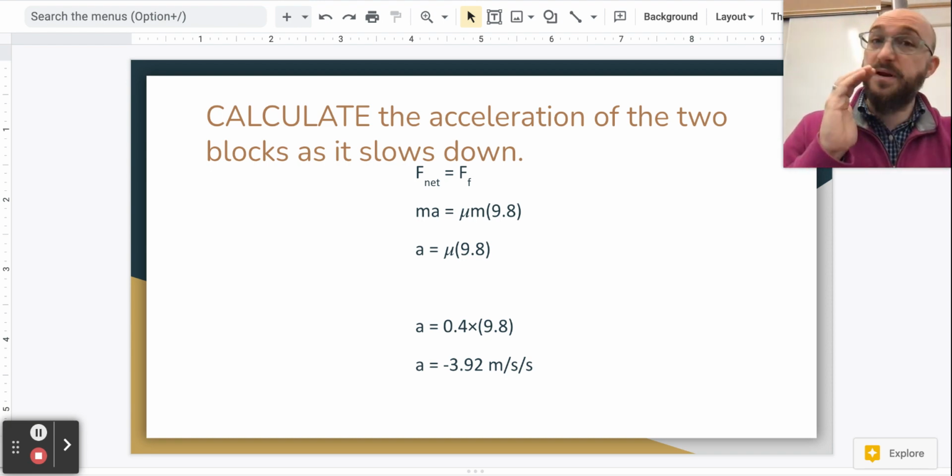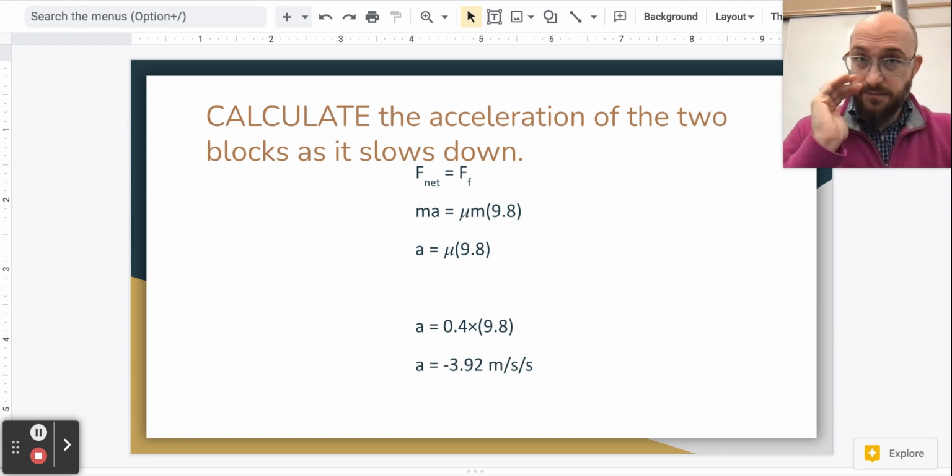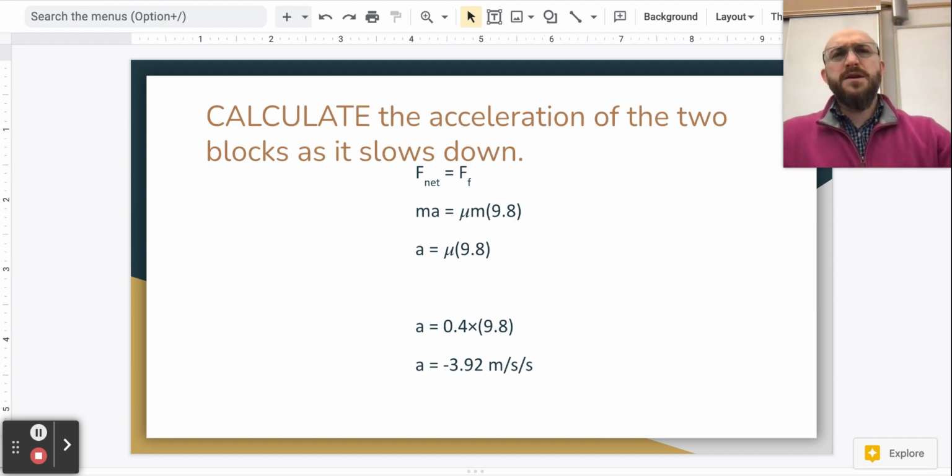It's not always true, but it is always true in my class. All right, I plug in my numbers, I get an answer. I told you the coefficient of friction in this case was 0.4. So you multiply them, you get an acceleration of 3.92 meters per second per second. I slapped the negative on there just to remind us that we're slowing down.